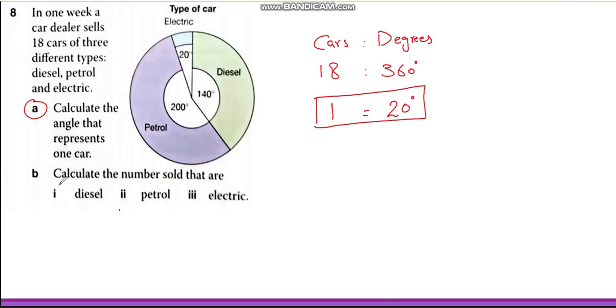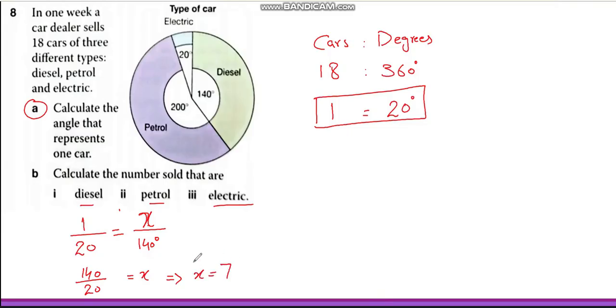In B part, they want us to calculate the number sold that are diesel, petrol, and electric. So we know that for diesel, there are total 140 degrees represented over here. We know the ratio of the cars and degrees, that is 1 over 20, and we have to find the number of cars if the degrees are 140. So we can easily get the diesel. Let's represent the diesel cars with X. So let's cross multiply. So this would be 140 divided by 20 equals X. And then X will be 7 over here. Means there were total 7 diesel cars were sold.